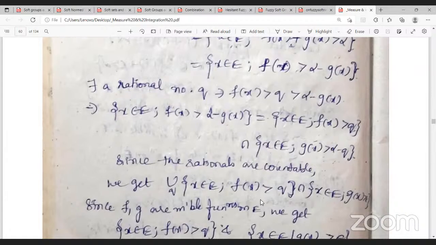ఓకేనా? This is equal to, we can write union of n equal to 1, x belongs to E, f of x greater than Rn, intersection x belongs to E, g of x greater than alpha minus Rn. ఇక్కడ ఏం రాస్తారంటే జనరల్ గా వాడు ఏం రాసిండు? జస్ట్ వెయిట్. ఇక్కడ f of x రఫ్ గా రాసుకోండి మేడం. రఫ్ గా f of x greater than Rn, greater than alpha minus gx.